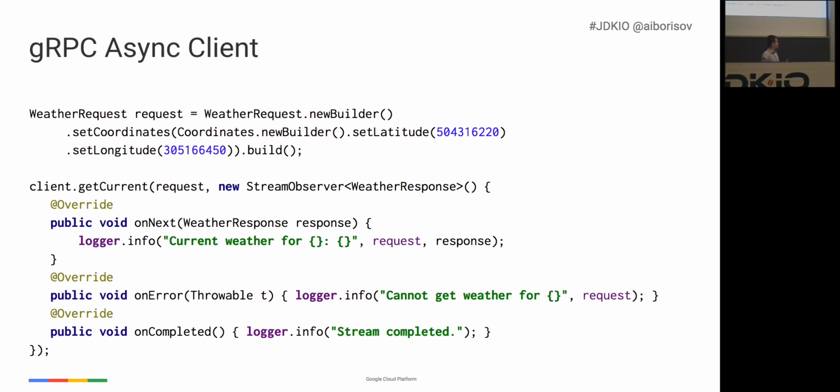What is important to understand here is that when we call client getCurrent, our current thread will not be blocked. It will continue its execution, and we can call other services or do something else from the very same thread. And when we have a response from the server, onNext method will be called from another thread, not from the thread we sent our request from. This approach allows us to scale the number of requests in flight beyond the number of threads in our worker thread pool. And that's everything we need.